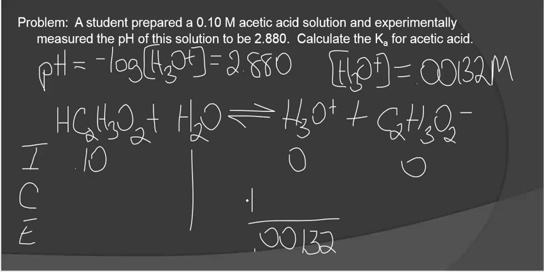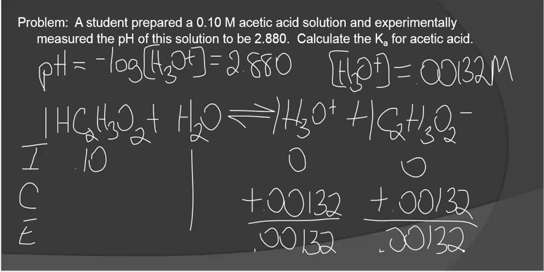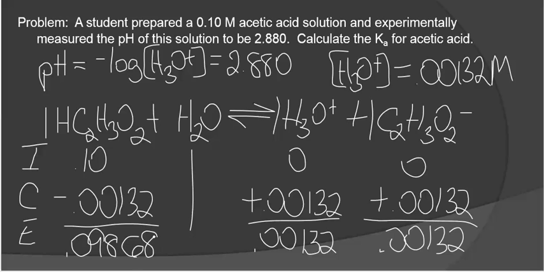So therefore, I know the change for H3O plus is 0.00132. Now the coefficients are 1 to 1 to 1. So if I know the change for one species, I know the change for all species. Products, we add that 0.00132. So at equilibrium, both products are the same. For the reactants, we subtract 0.00132. So at equilibrium, acetic acid is 0.09868 molar. Now these are the concentrations that we use when we solve for Ka.